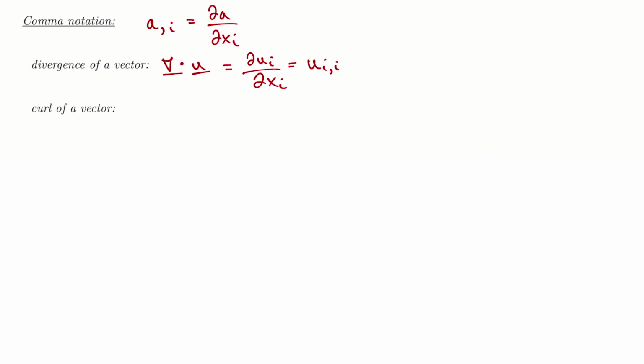And the curl of a vector, likewise, vector notation would be like this, or like this with our tensor notation, or even simpler with the comma notation, we would write that as u and then it's k comma j for that partial derivative.